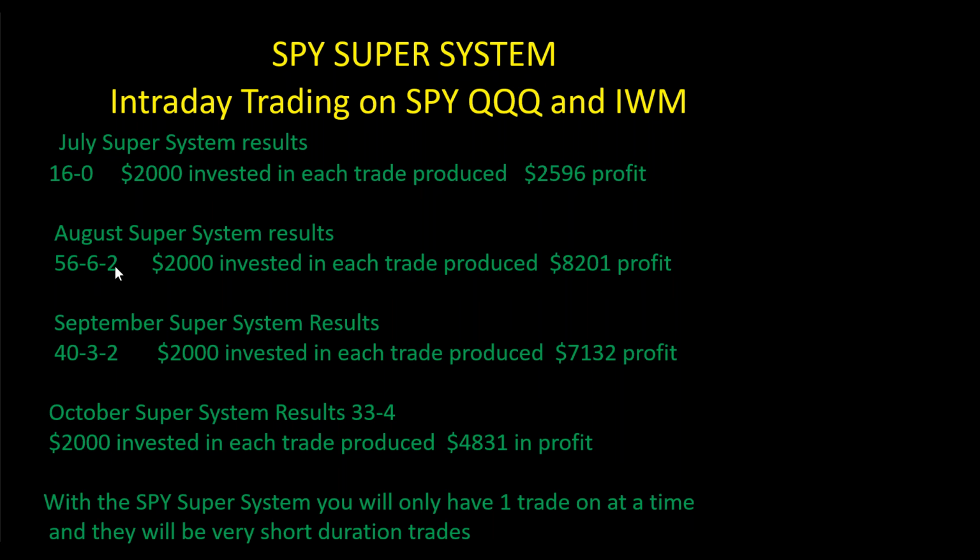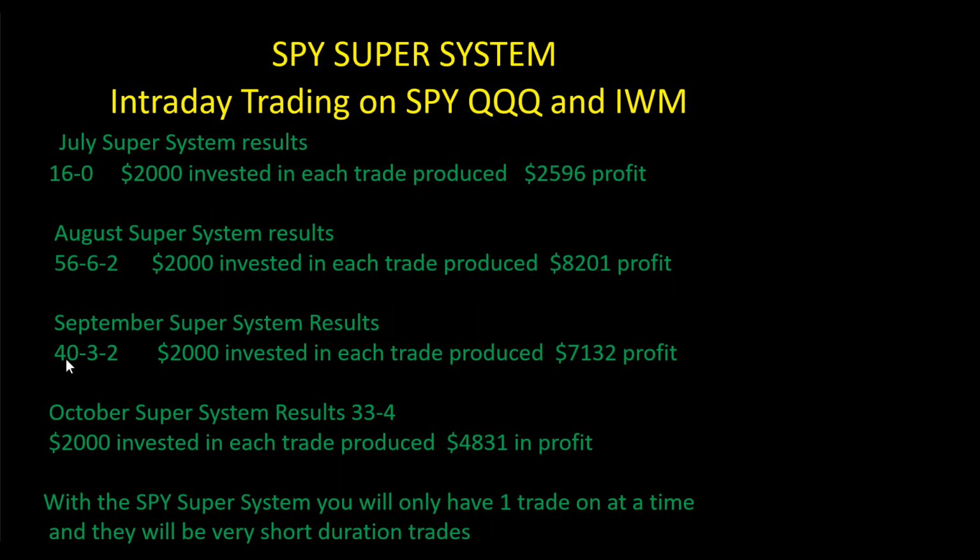I told them in the room that I was getting in, but this doesn't necessarily mean you're going to get the same results. I've had traders who have made more money than me and traders who made less money than me. Some of them won't take as many trades, some of them will take more trades. But these are the results that I had off of the system. August, 56 and 2, 2,000 invested, produced 82.01.